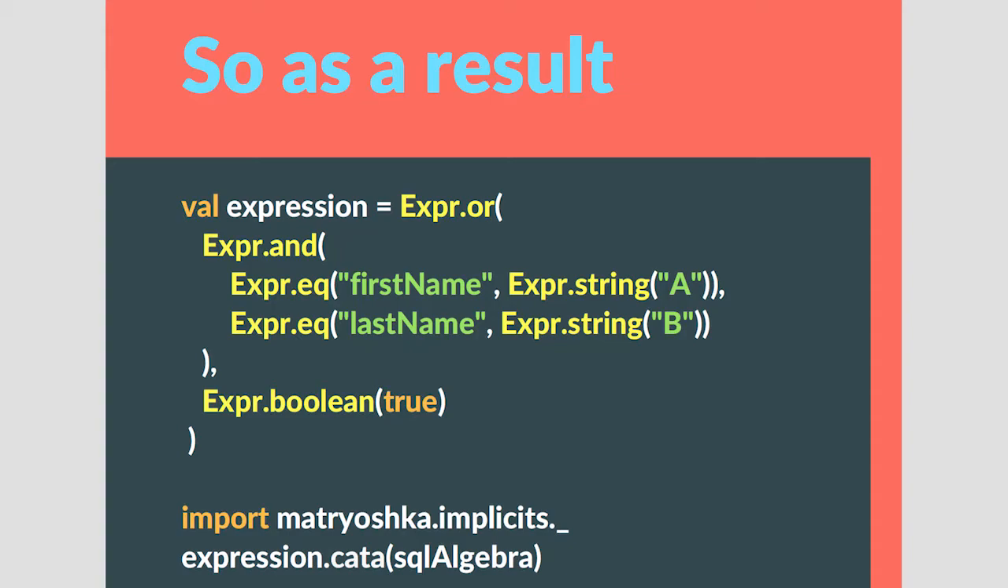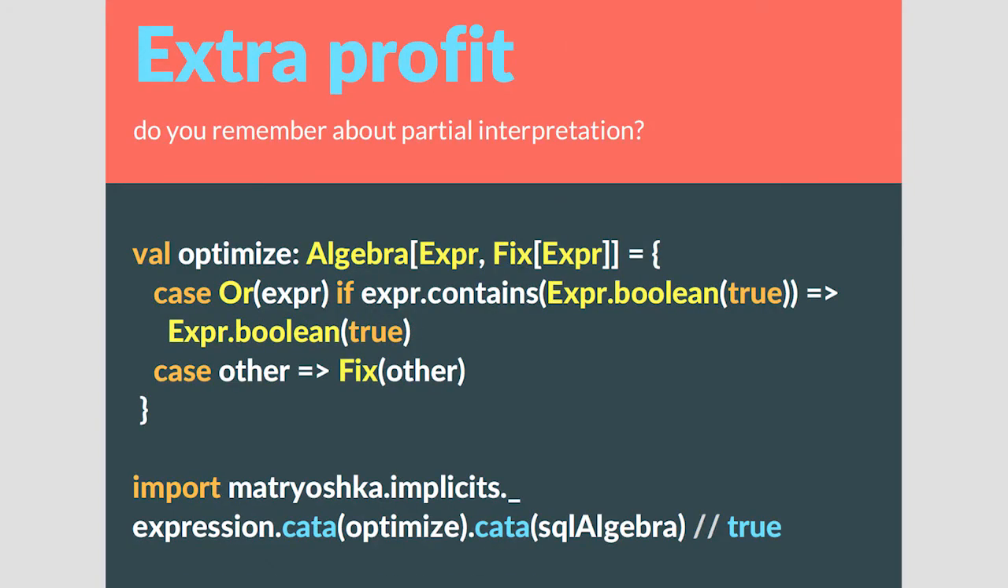We achieved an extra profit. Now it's not a problem to write a partial interpretation of our tree. So currently we do the same. If our OR expression contains one expression that's already validated as true, probably we can replace it. In other cases, we can just return the other. Why? Because all our traversing logic is in the functor. We don't care. No more pain with copy-paste code.